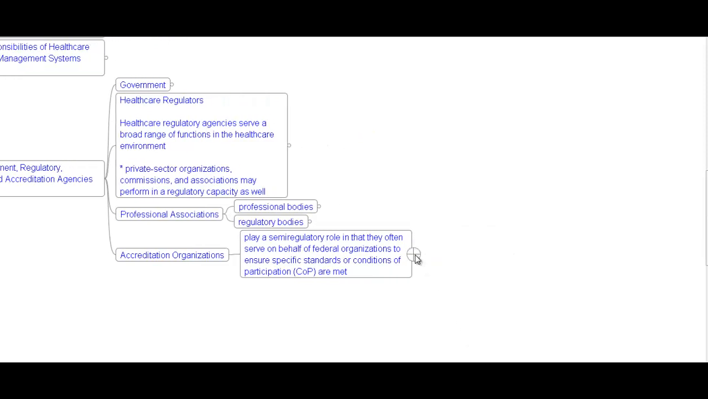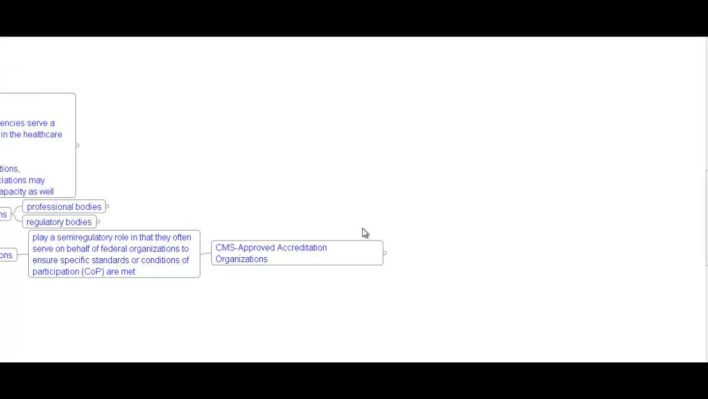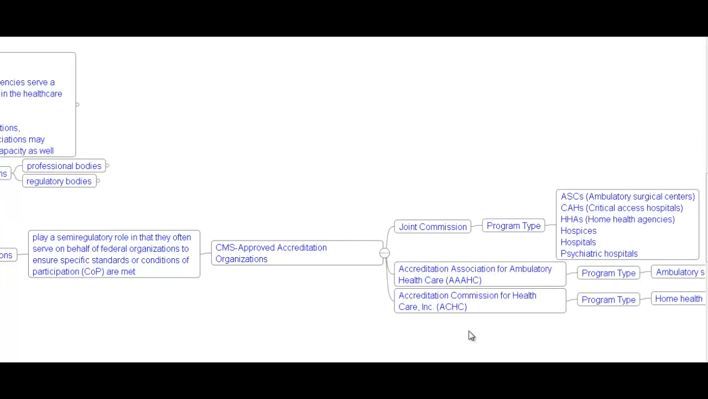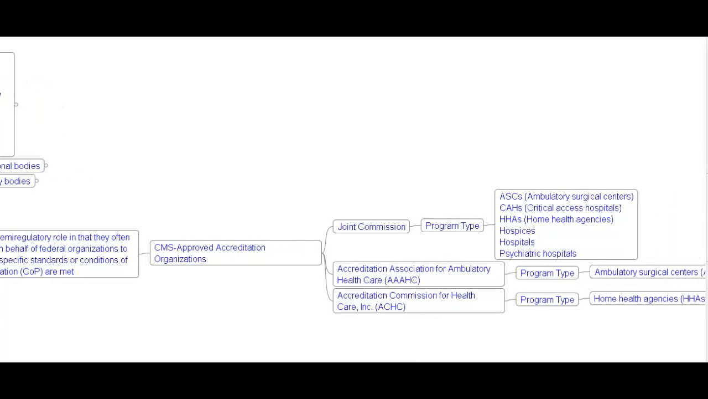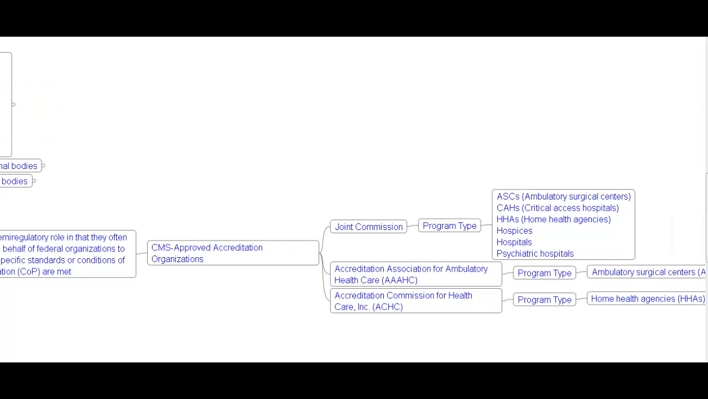So some CMS-approved accreditation organizations are the Joint Commission, JC, and Joint Commission International. Okay, what can they do? What are the program types for the Joint Commission? It can accredit Ambulatory Surgical Centers, ASCs, Critical Access Hospitals, CAH, Home Health Agencies, HHA, hospitals, and psychiatric hospitals.